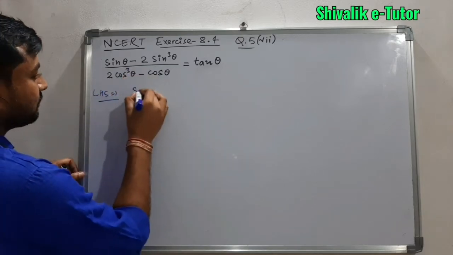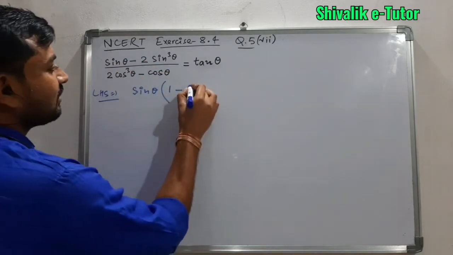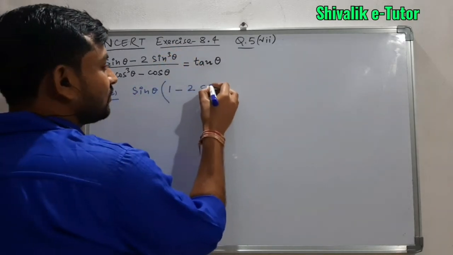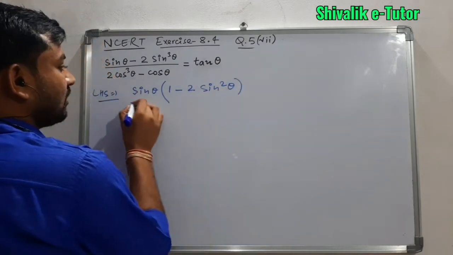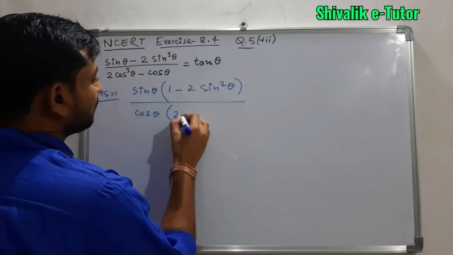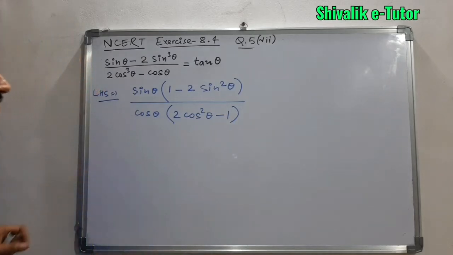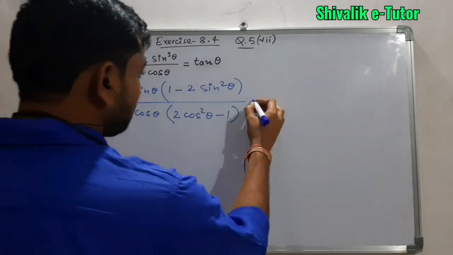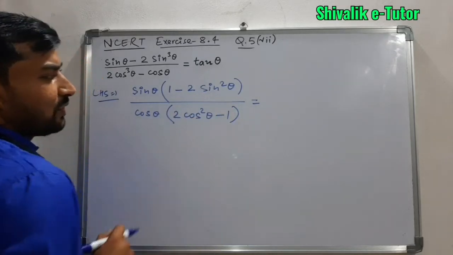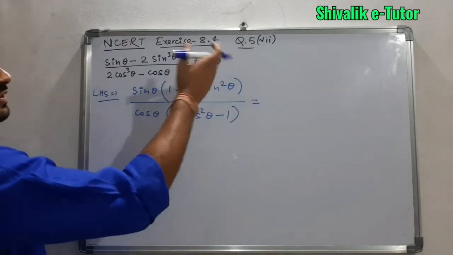If we take sin theta common from the numerator, what remains is 1 minus 2 sin power 3 theta. We have taken 1 out of this, so now 2 sin square theta will remain, upon, from here we can take cos theta common, so cos theta into (2 cos square theta minus 1). This is what we are getting here. Now when we look at this bracket, here we have sin square theta, here we have cos square theta. This somehow we have to cancel, so that sin theta upon cos theta will become RHS.